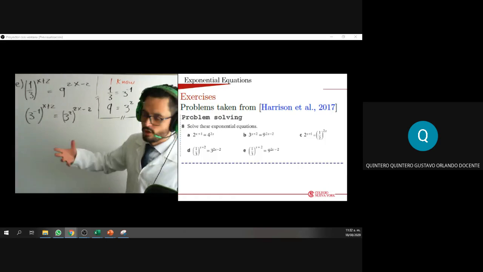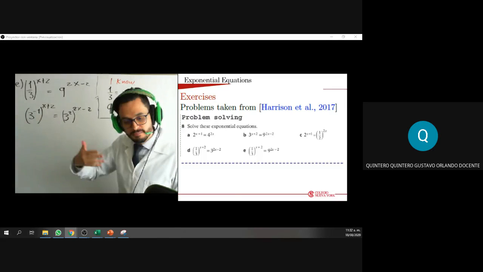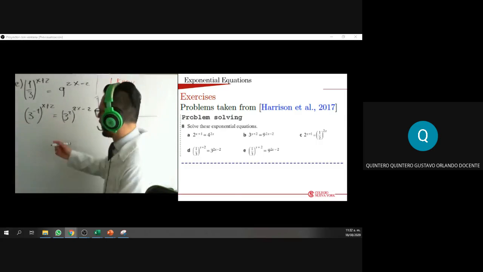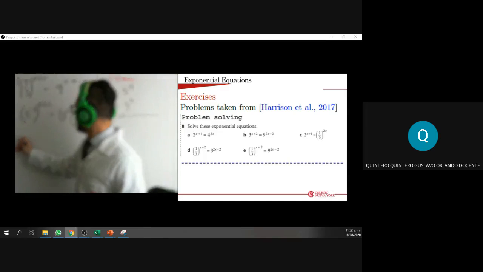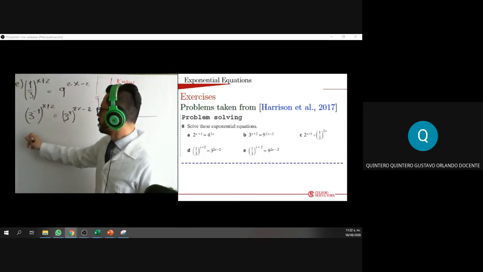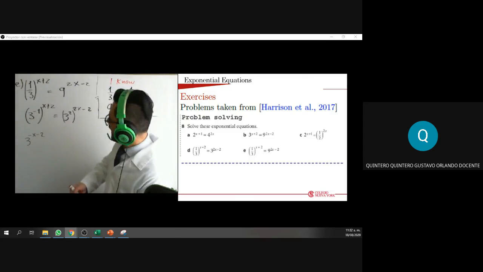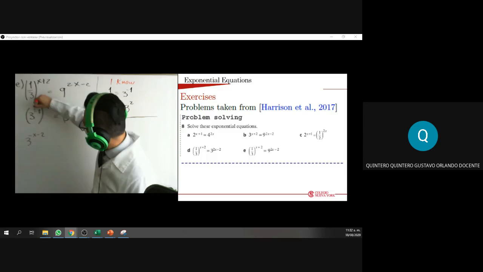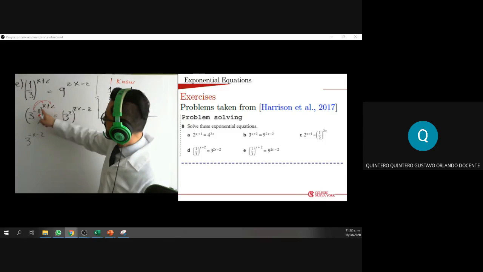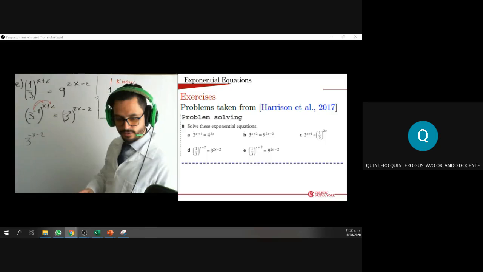All right, from here, look, we have 2 powers of a power. So we have to multiply the exponents. Let me show you how. Here we have 3 elevated to the -1, right, times x plus 2. So you have -x minus 2. Again, I am doing the distributive property, right? -1 times x is -x. -1 times 2 is -2.